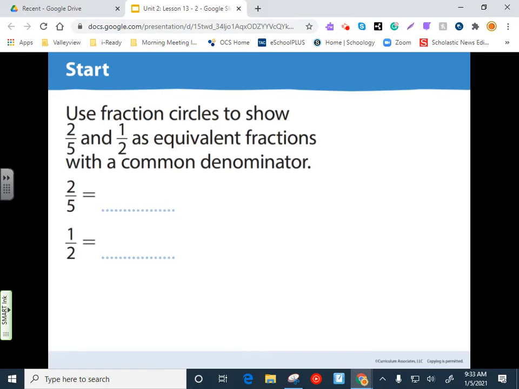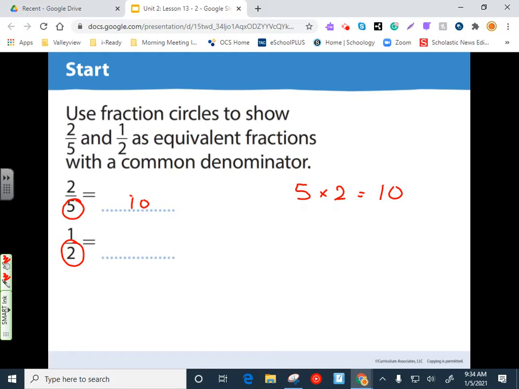So for our warm-up for today, we're given two fractions, 2/5 and 1/2. And we want to create some equivalent fractions with the same common denominator. And again, with these fractions, the easiest way to find your common denominator is to take those two numbers, in this case 5 and 2, and we multiply them together, which gives us 10.